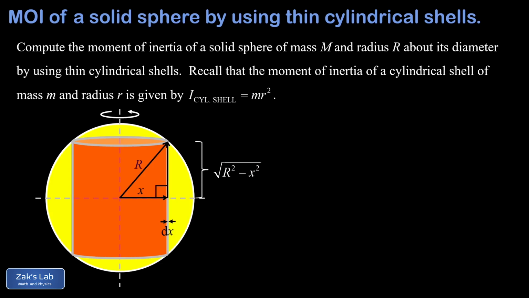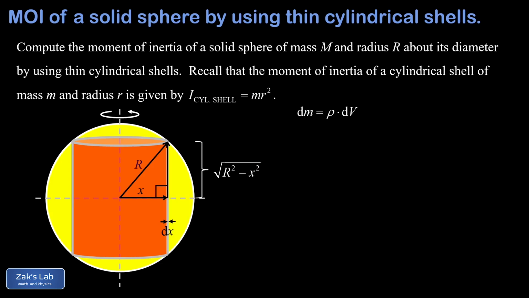Now, ultimately what we want to do is find the mass of this shell in terms of x, and that will allow us to find the moment of inertia contribution of the shell. The mass is a differential quantity, so we'll call that dm. And dm is given by the density multiplied by the volume of this cylindrical shell, and we call that dV because it's an infinitesimal volume.